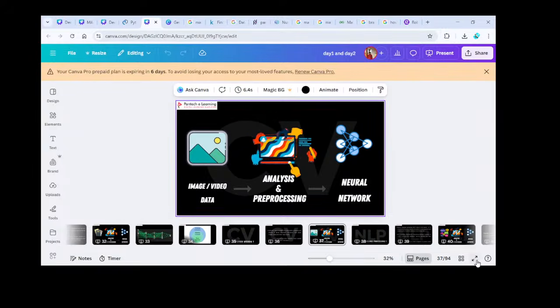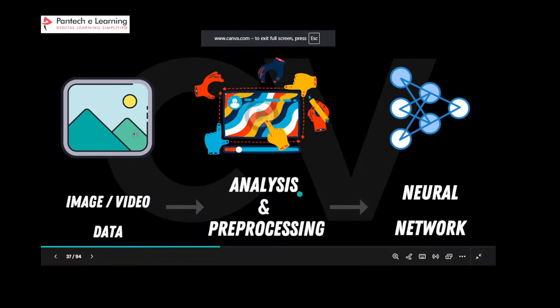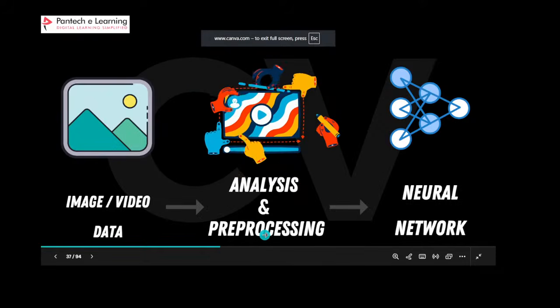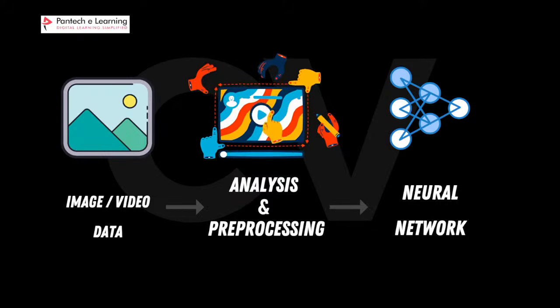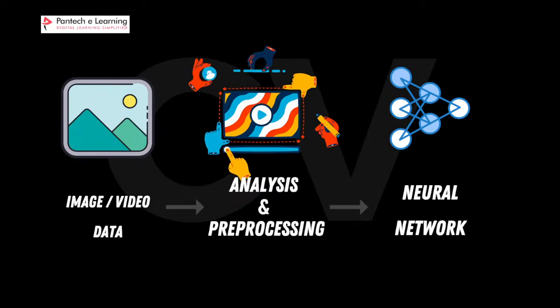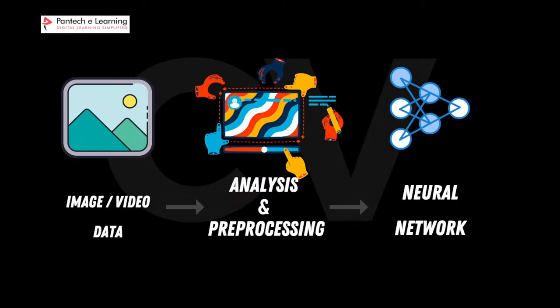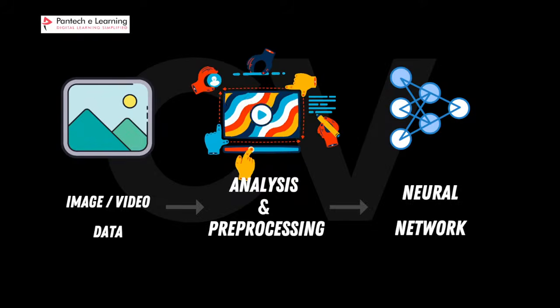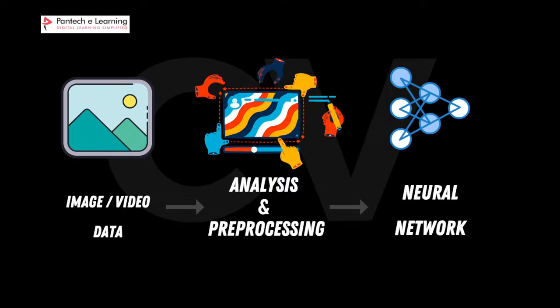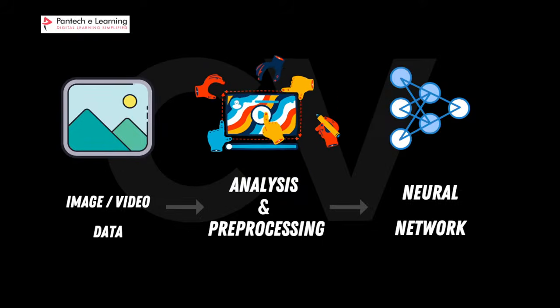So we collect the data from this kind of website, and after that we analyze and pre-process it. That means we clean the data, because the data will be in raw format, so we need to make it into perfectly formatted data. We clean the data using tools like pandas, numpy and matplotlib. And after that, we apply a neural network.